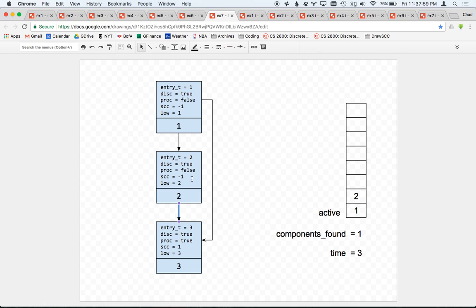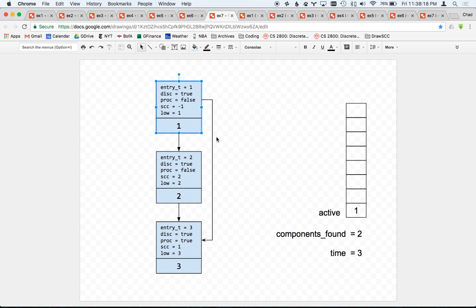We've done all the edges from vertex 2. We process it late, and low of 2 is 2 itself, which means we have found a strongly connected component. We increment the strongly connected component count by 1. We pop 2 off the stack and mark this as strongly connected component number 2.